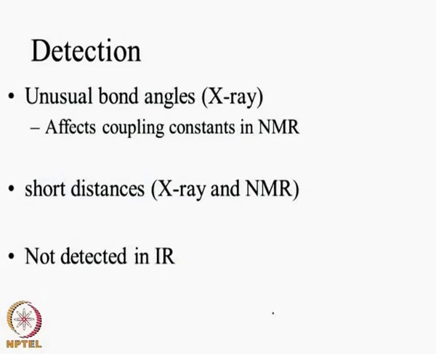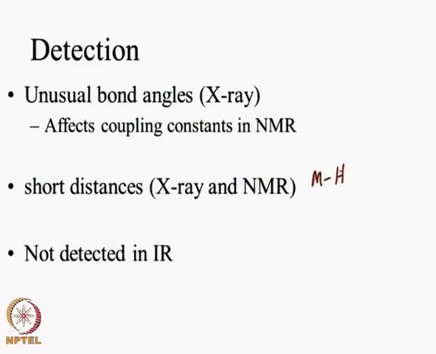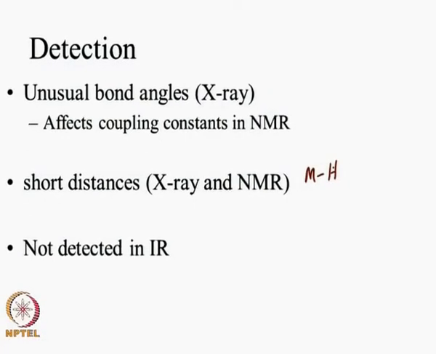So, short distances between the metal and the hydrogen can be used as evidence for these weak interactions. You also have NMR. In NMR, this weak interaction can cause a different chemical shift, and if you have a crystal structure, you can see that the MH distance is shorter than what you would expect.